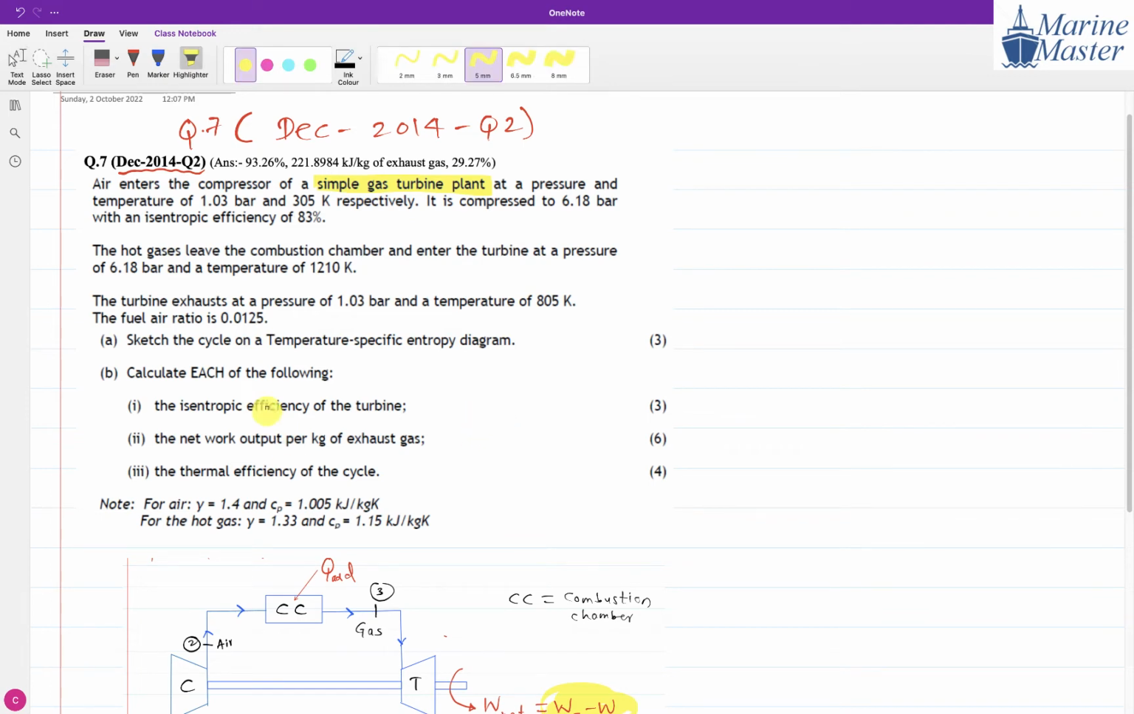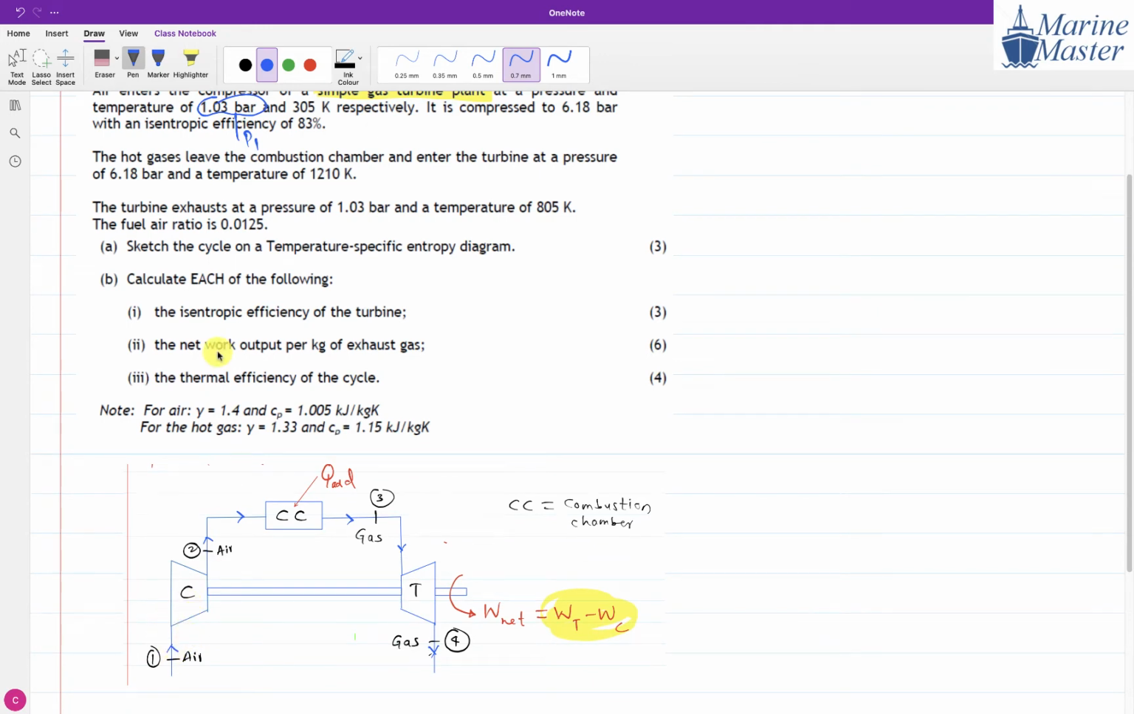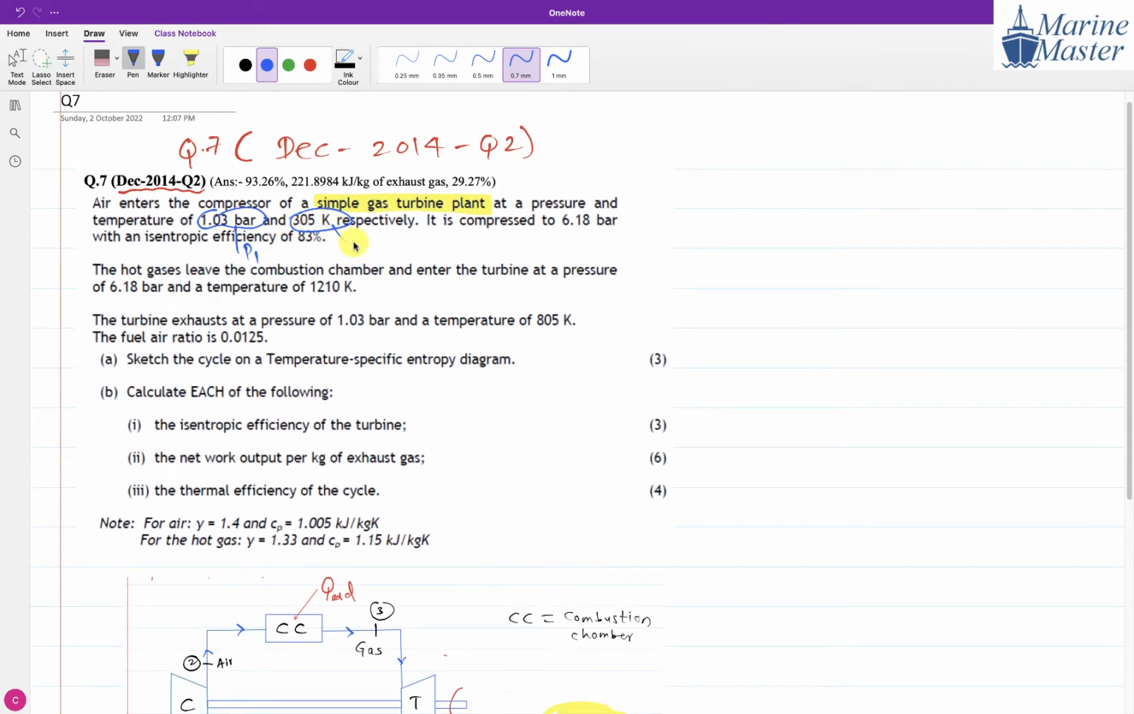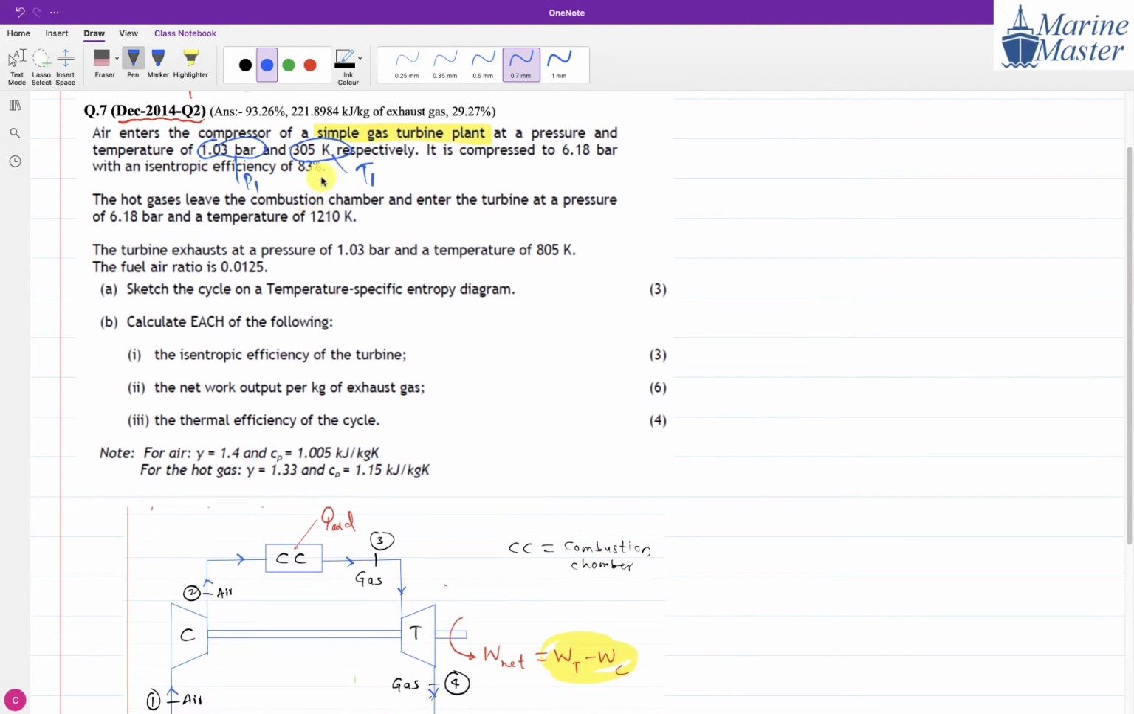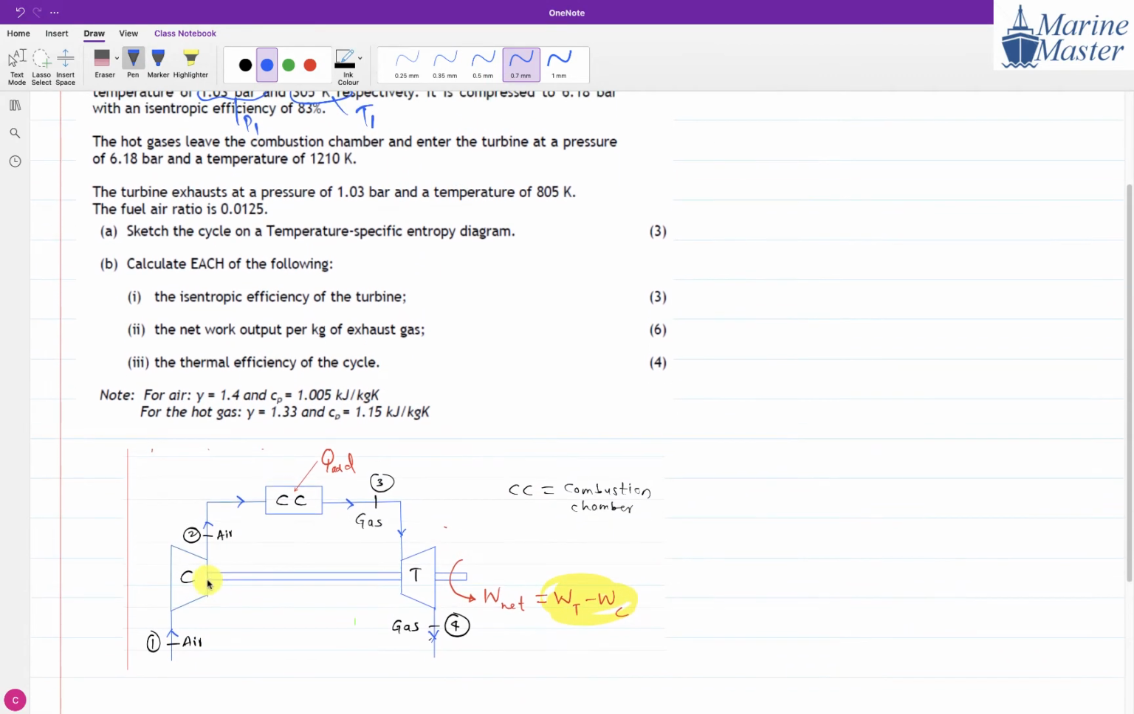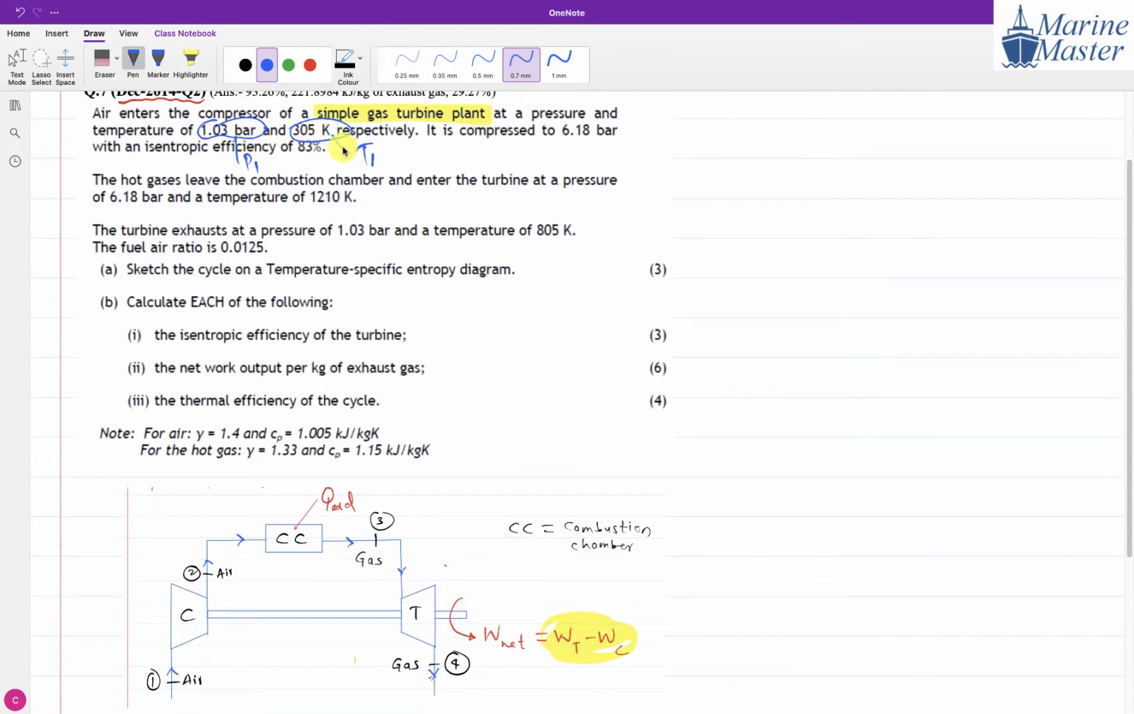Now observe the scenario. Air enters the compressor of a simple gas turbine plant at a pressure and temperature of 1.03 bar and 305 Kelvin. Entry to the compressor is point 1, so this pressure is our P1, and this 305 Kelvin becomes T1. So the pressure is 1.03 bar and the temperature is 305 Kelvin.